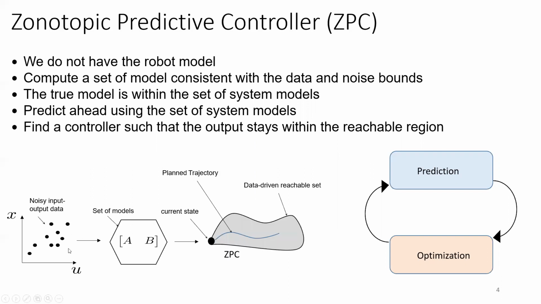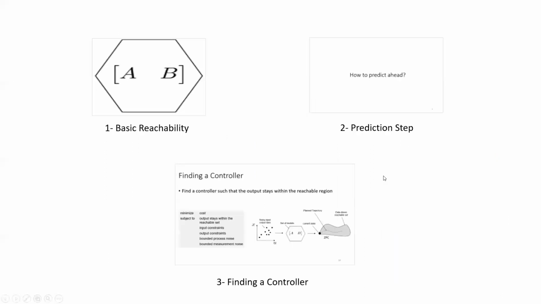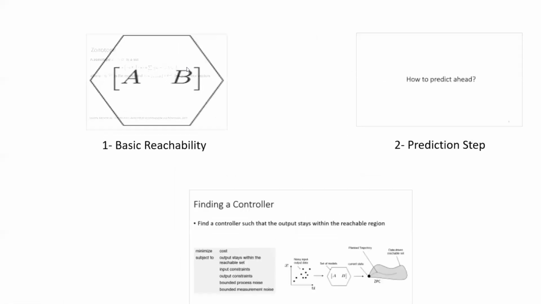So we have input-output data, a set of models computed from the data, and we compute the reachable region out of the set of models, and we find the controller such that the output stays within the reachable region. I have divided my talk into 3 small parts. First, I will talk about basic reachability and some set representation properties, then how to predict ahead, then how to formalize the optimization problem. So let's start.